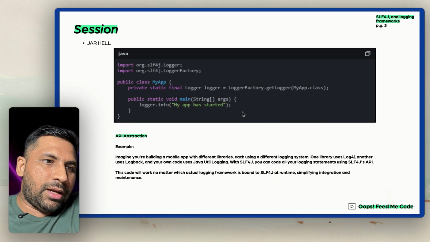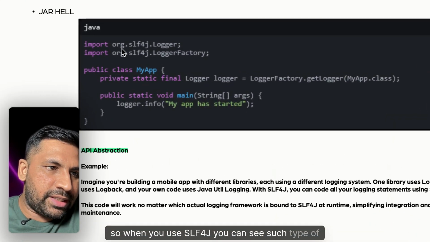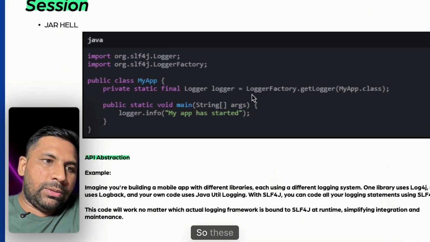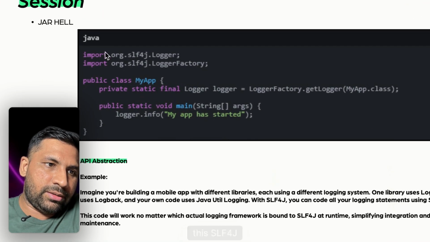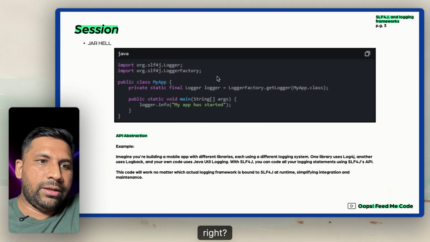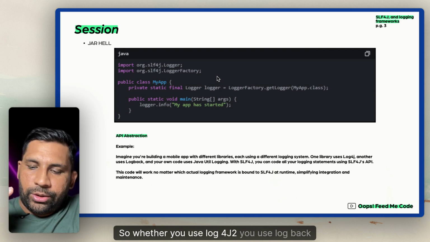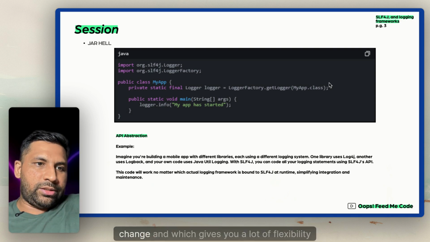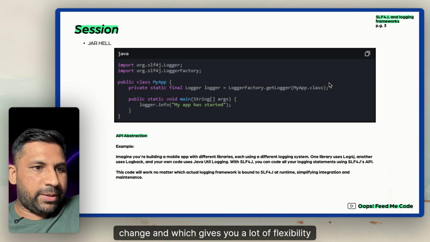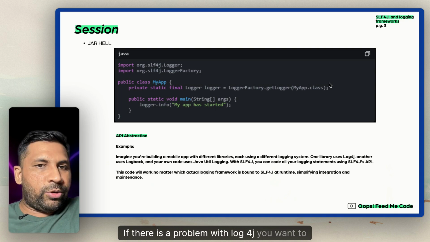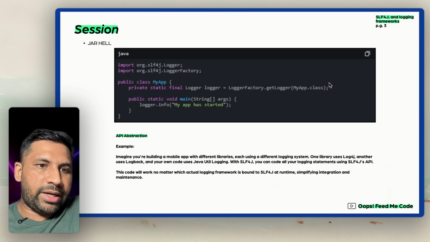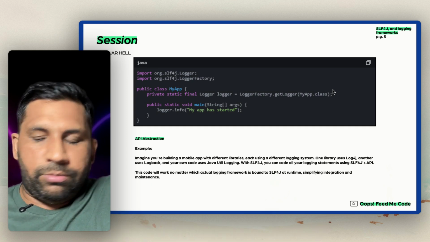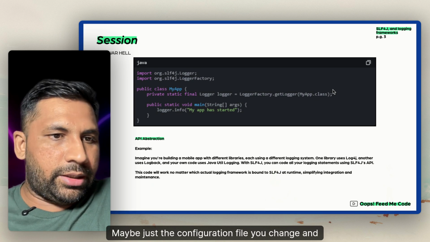And of course, when you use SLF4J, you can see such APIs in your class. Here, if you see LoggerFactory.getLogger, these SLF4J libraries are able to work with any framework. So whether you use Log4j2 or Logback, these imports and this line are not going to change, which gives you a lot of flexibility. If there is a problem with Log4j and you want to switch to Logback, just change the libraries. You need not change anything at the level of code. Maybe just the configuration file you change, and that's it.